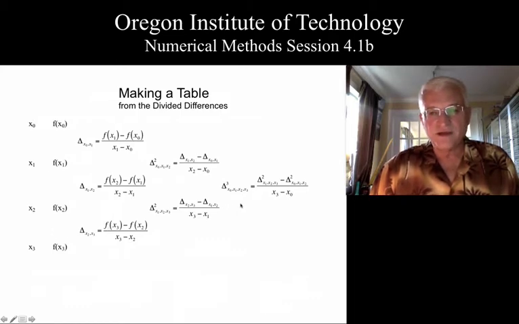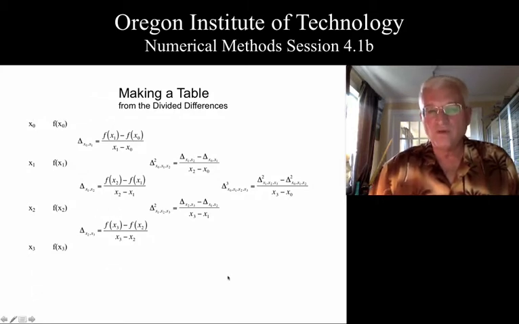The last divided difference I'm interested in is one that uses everything, but it's going to be a divided difference of second order divided differences. So here we have a second order divided difference involving x1 through x3 minus a second order divided difference using x0 through x2, all divided by x3 minus x0 because that's the total span over which it applies. That looks messy, that looks complicated, but computationally it's not bad.